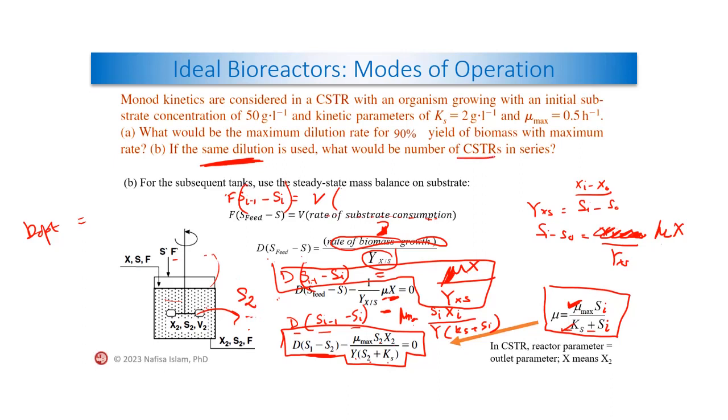And then we would say the number of CSTRs is wherever we are at. In this case, it will be 2. If it's not, then go for this whole thing again. The D Si minus 1.